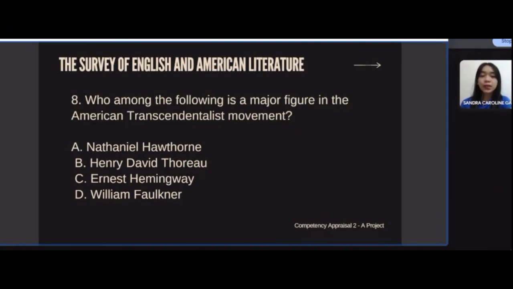Thoreau, with Walden, is a central transcendentalist figure promoting simplicity, nature, and individual conscience. Letter A, Nathaniel Hawthorne, was critical of transcendentalism. Letter C, Ernest Hemingway, and letter D, William Faulkner, are from the 20th century modernist movement.